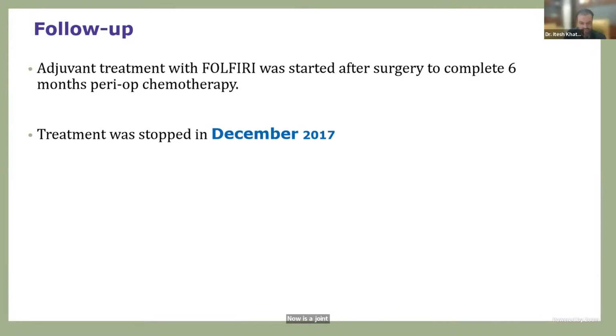I'm not aware of this data. So this was all in December 2017, and in my practice, I give 6 months of perioperative therapy to all those patients to whom I have given neoadjuvant therapy. But I would like to have a comment from other panelists also. Dr. Rushit, what is your practice in such patients? I do complete 6 months of chemotherapy and we omit the targeted therapy. Dr. Viraj?